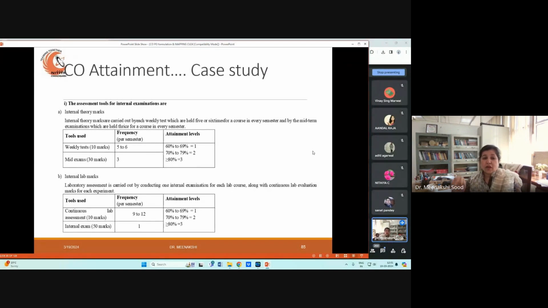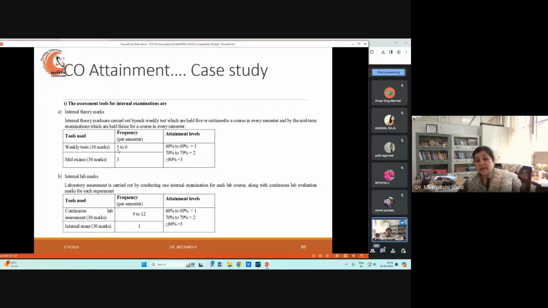Yeah. So now this is just a case study of how attainment can also depend on case to case, that is, how you are showing the attainment. This is one case study which I have taken. Suppose it is theory marks, internal theory and internal lab.